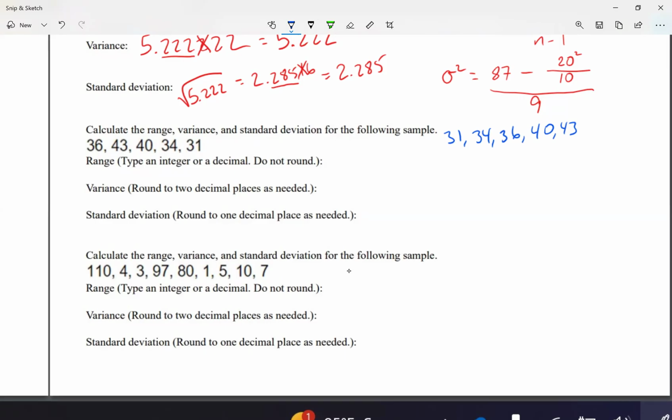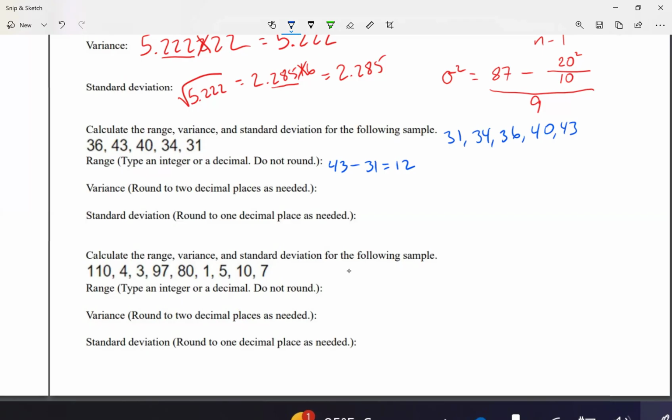So I'm going 43 minus 31. You might be wondering, do I really need to put them in order? No, not really. You don't. I did just so we could see which one's the smallest and which one's the biggest. But if you can see it without putting them in order, then you don't have to. Just go with the big number minus the small number. So 43 minus 31 happens to be 12. My instruction says type an integer or decimal, do not round. So just 12, that's fine. My range is 12.